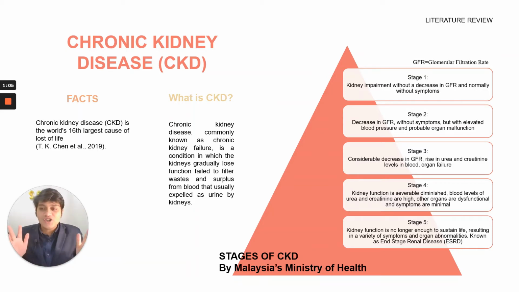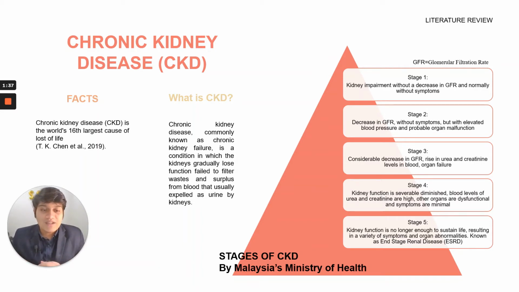So according to the Malaysia Ministry of Health, there are actually 5 stages of CKD. Stage 1, kidney impairment without decrease in glomerular filtration rate and normally without symptoms. Stage 2, decrease in GFR without symptoms but with elevated blood pressure and probable organ malfunctions. Stage 3, considerable decrease in GFR, rise in urea and creatinine levels in blood, organ failure.